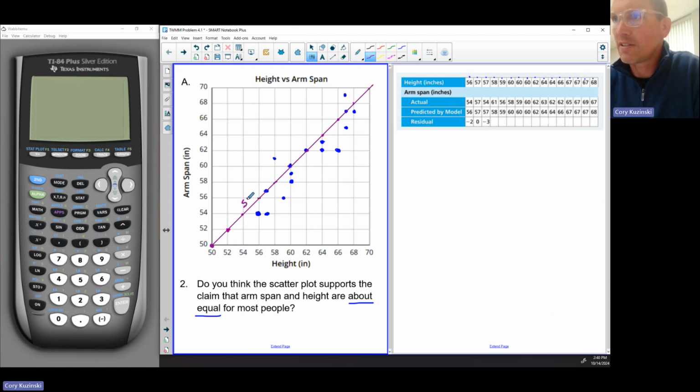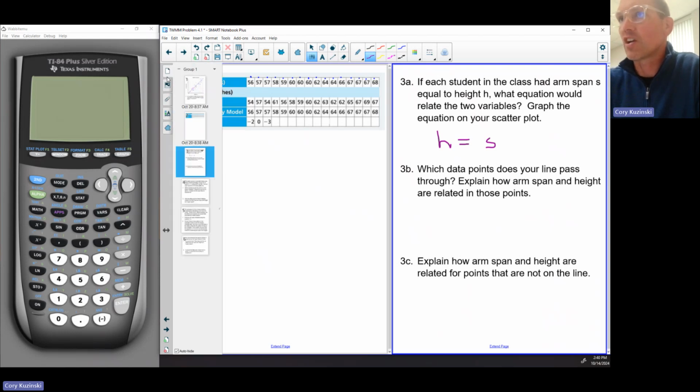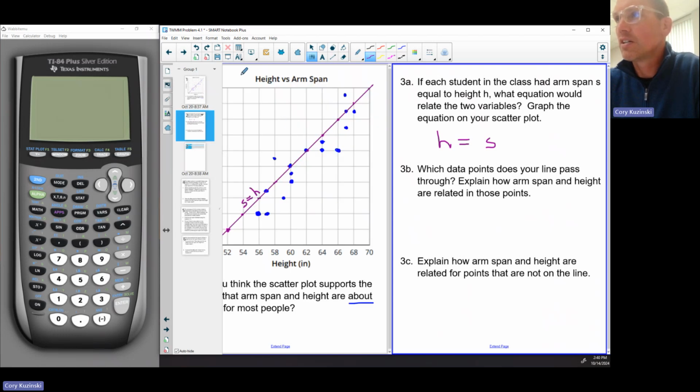Start S equals H. That's that line. Okay. Next, which data points does your line pass through? Which data points does our line pass through? Let's look at this here.